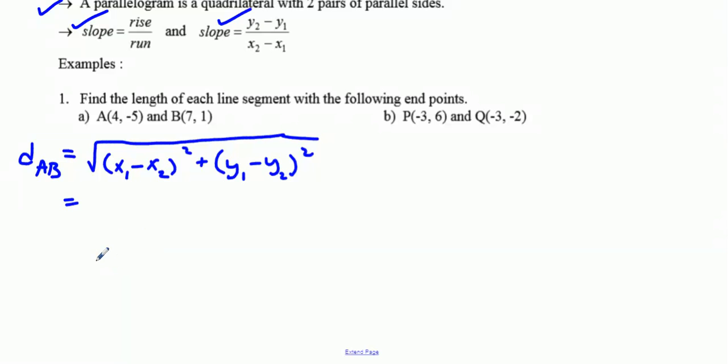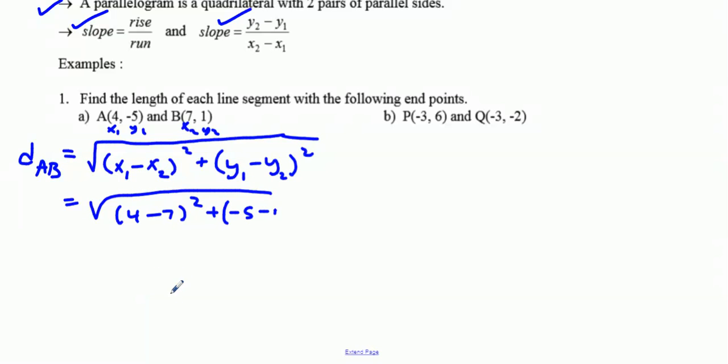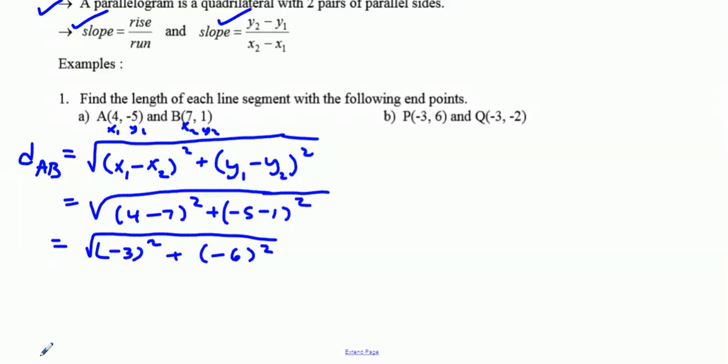All right, so if we're calling this one x1, y1, and this one x2, y2, and I didn't have to, but I arbitrarily did that, then this is going to be 4 minus 7 squared plus negative 5 minus 1 squared. This is negative 3 squared, and a common mistake would be not to use the brackets here, so make sure you're putting that negative 3 in a bracket, and then plus negative 6 all squared.